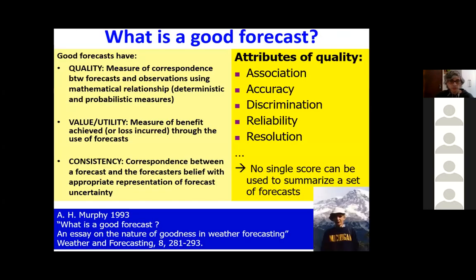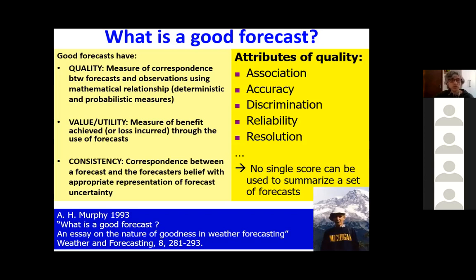So as you heard from the talk from Barbara Brown and on Monday, I think, the key person who introduced many of the ideas about modern forecast verification is Alan Murphy, who wrote this paper in 1993, where he defines what forecast quality is: as you remember, a measure of the correspondence between the forecast and the observations using some mathematical relationship. And this can be done for deterministic forecasts and also for probabilistic forecasts. And for that, we need to have some measures.